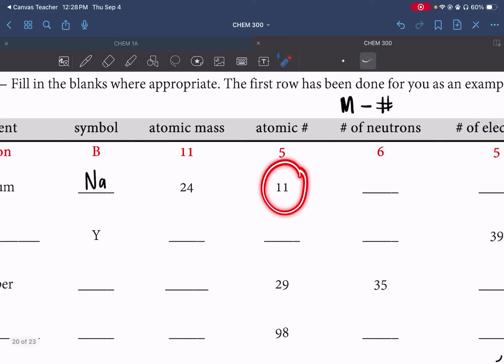The atomic number is 11. That's our most diagnostic tool. Remember, we talked about isotopes, as the student just brought up. Isotopes have different masses, carbon 12, carbon 14. So the atomic number is our best diagnostic tool. It's number 11. The number of neutrons is 24 minus 11. This is 13.